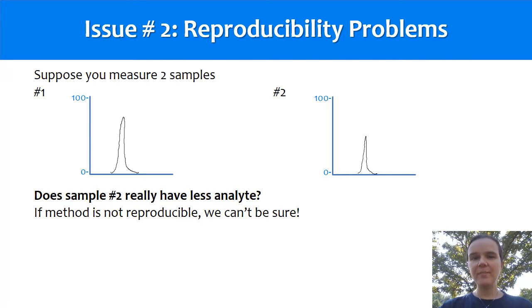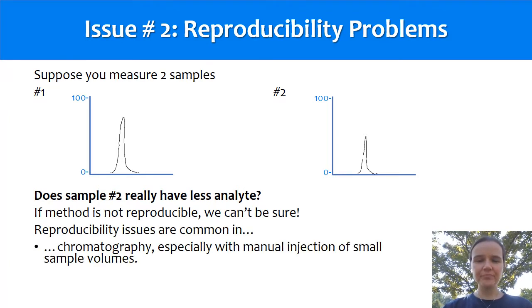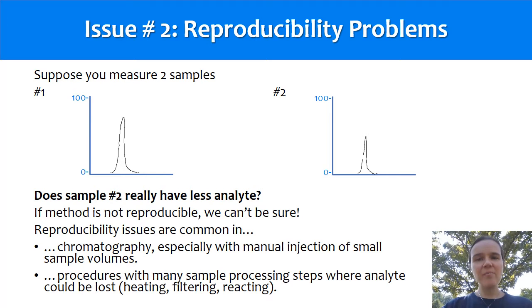Maybe. It really depends on how reproducible your method is. If your method is not reproducible, we can't be sure that a lower signal means a lower concentration. This is common if you're doing chromatography, where you're injecting microliter volumes of sample, especially if you're doing that injection by hand. You're usually not as good as an auto sampler. And it also happens a lot if you have a lot of sample processing steps, things like heating your sample or condensing it, filtering it, reacting it with something else.